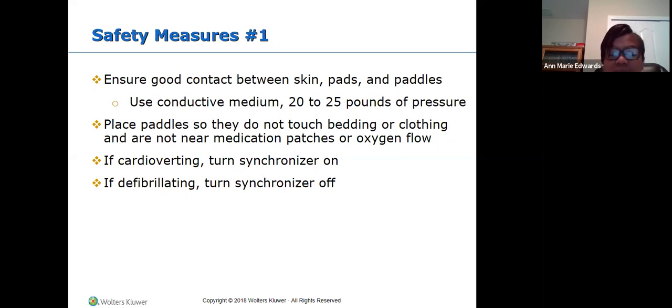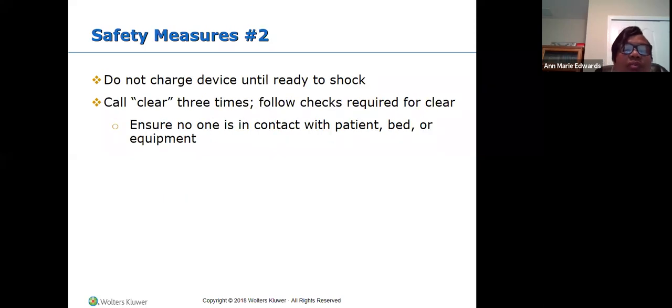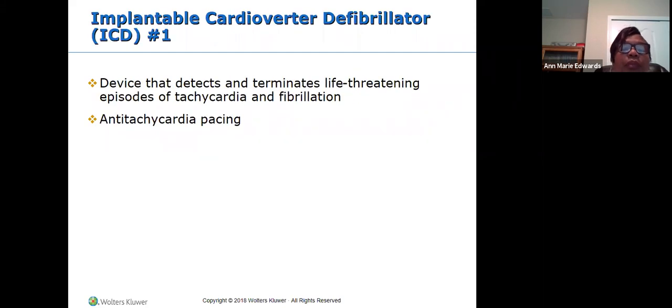If defibrillating, you turn the synchronizer off. And do not charge the device until ready to shock. We have to call clear how many times? 3 times. And we follow checks required for clear. We ensure that no one is in contact with the patient, the bed, or the equipment. So that's your cardioversion and your defibrillation.